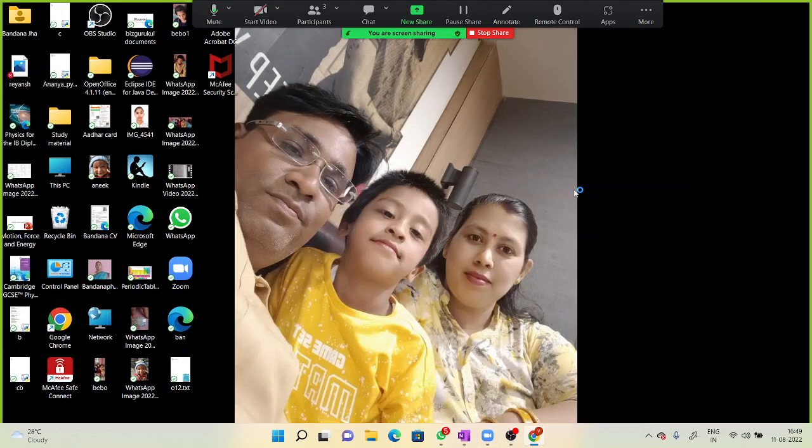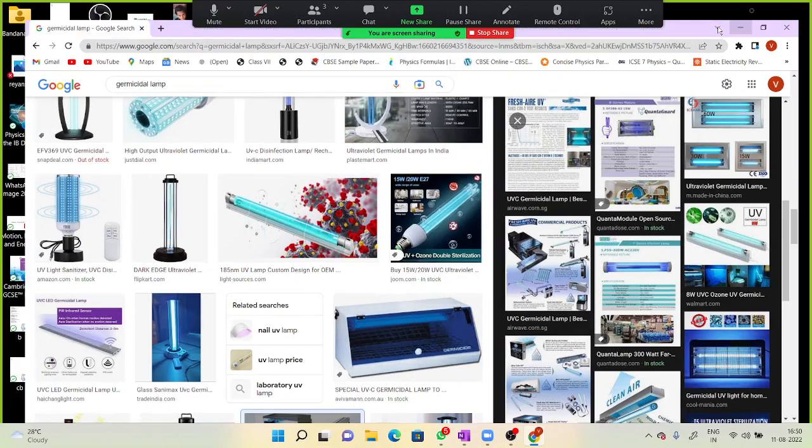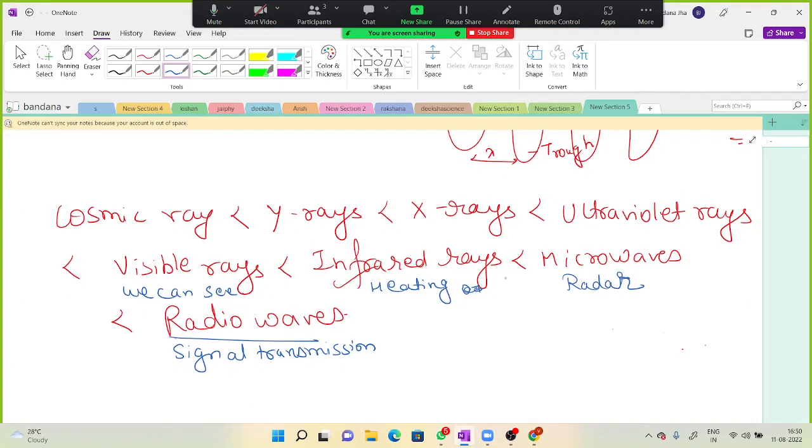So this is made up of what? Germicidal lamp. From the germ it comes, germicidal. So this helps to kill the germs. So UV rays. Germ, germicidal. To kill the germ, we are using germicidal lamps, which are of UV rays.